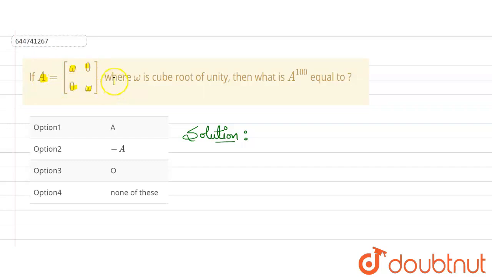Hello everyone, in this question a matrix A is given, it is [omega 0; 0 omega], where omega is the cube root of unity. Then what is A raised to power 100 equal to? We need to find the value of A raised to power 100, and the matrix A is given to us as [omega 0; 0 omega]. So we need to find the value of this expression.